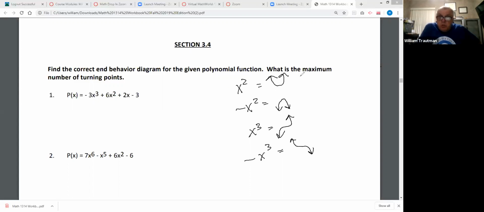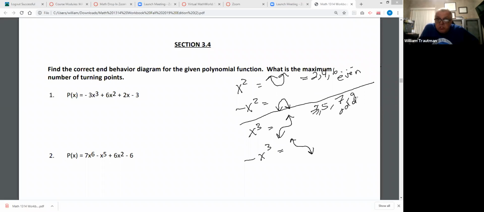This is true for all 2 powers, 4 powers, 6 powers, even powers. These two are true for all even powers. If you put a negative in front of it, then it's the same thing. It looks very similar, maybe a little different. And this is true for all odd powers. 3, 5, 7, 9, odd powers.